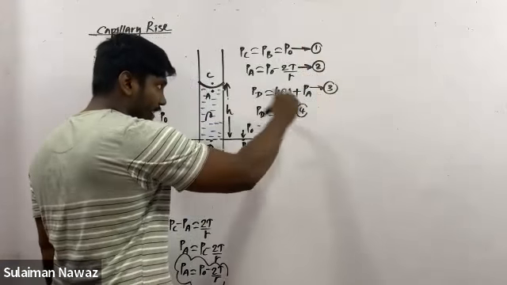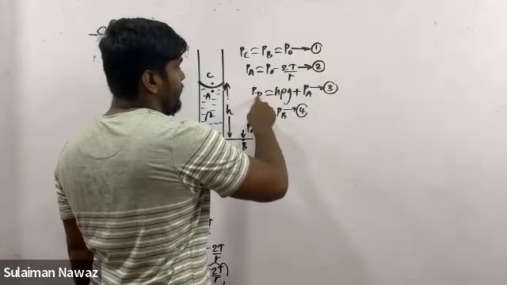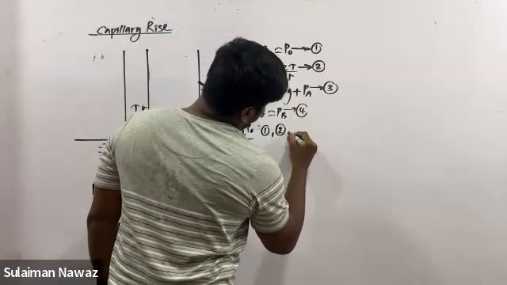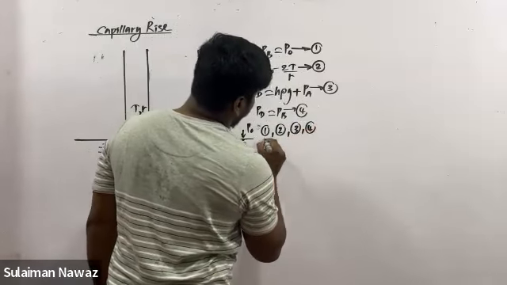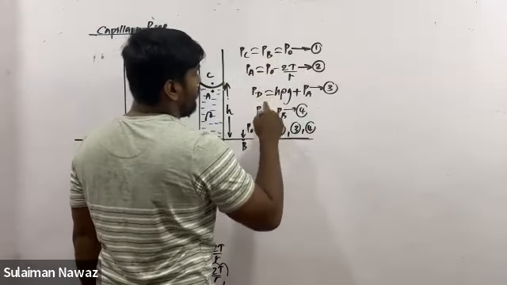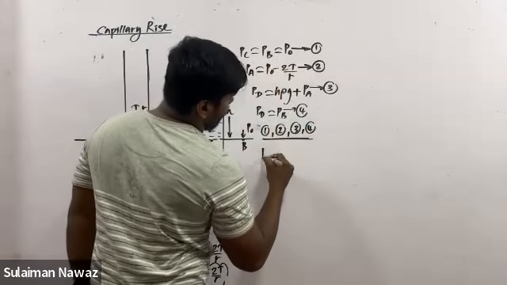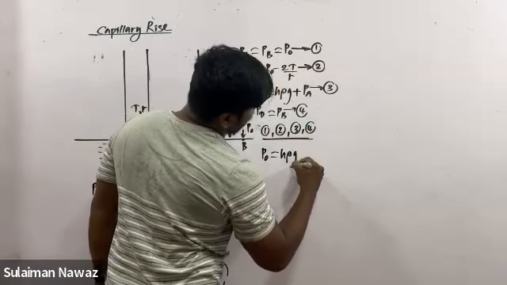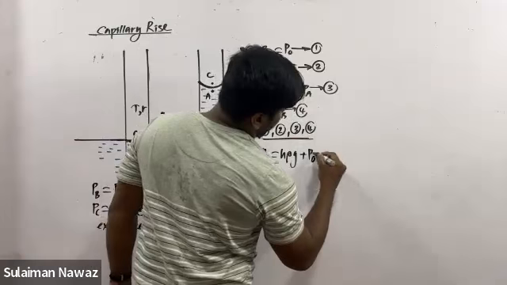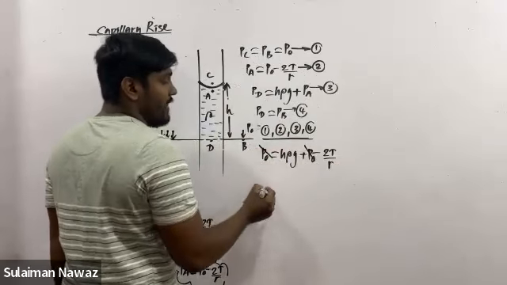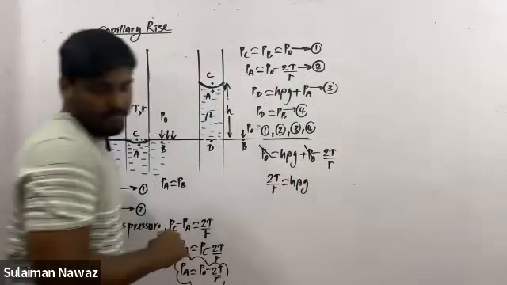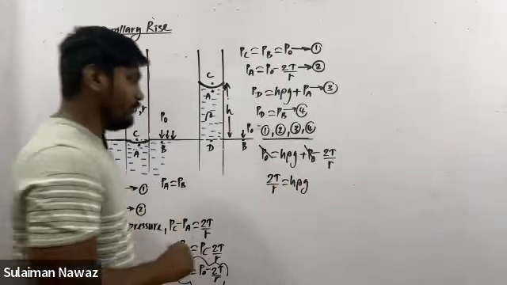Then from these four equations I can write PD equals PB, and PB equals P naught. From equation 3, PD equals H rho g plus PA, so P naught equals H rho g plus P naught minus 2T over R. Then P naught cancels out. I can write 2T over R equals H rho g. Do you understand? So H rho g equals 2T over R.